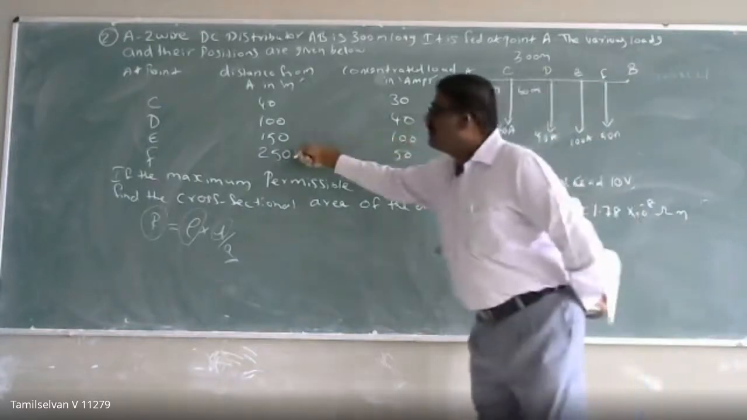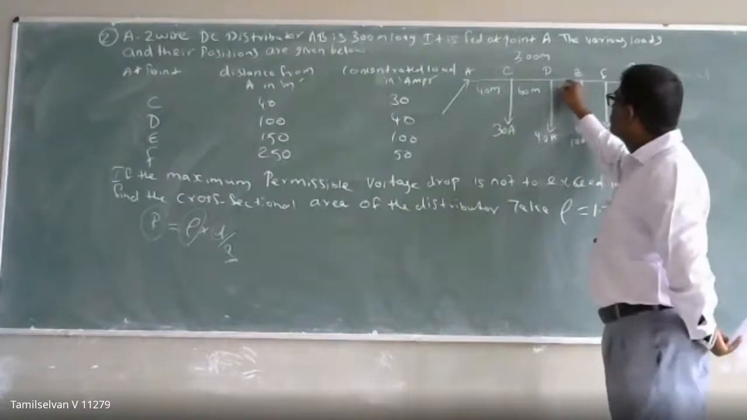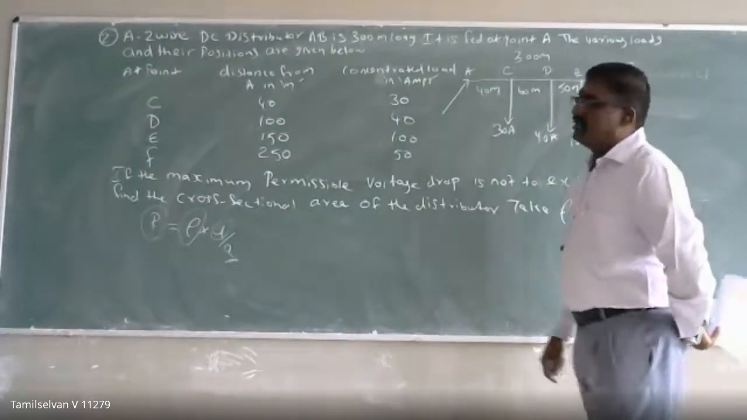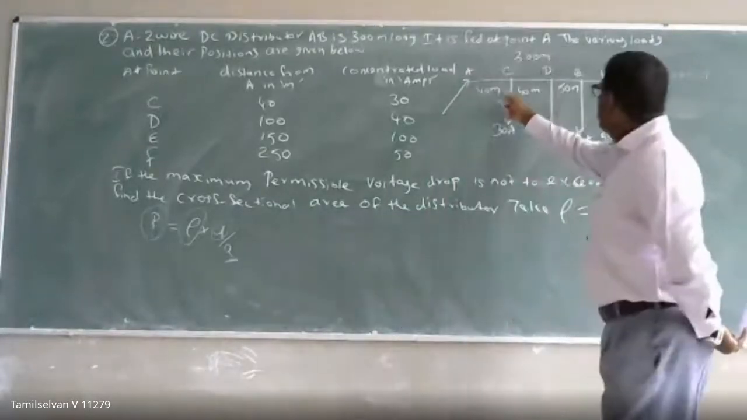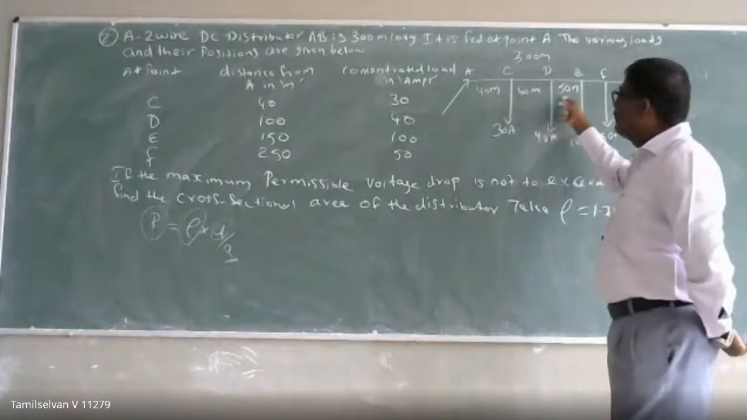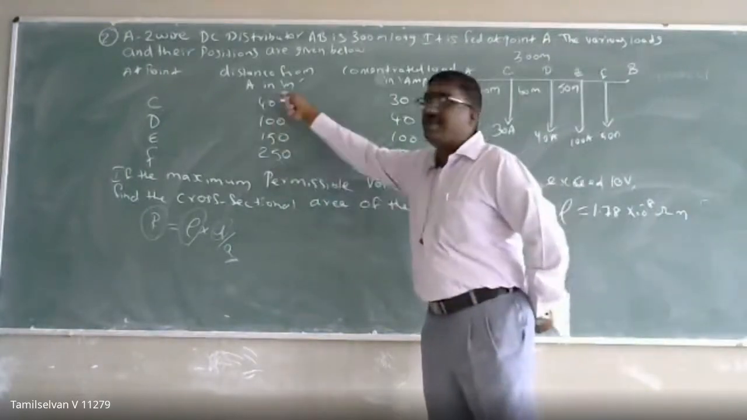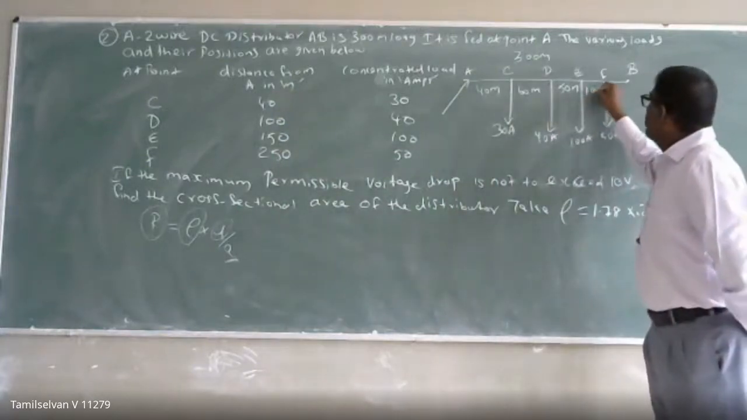Next, 150 meters. So this is going to appear 50-meter distance. What about your F? 100, 40, 60, 50, it's 150. But F is located at a distance of 250 from A. So 150 has gone, it means 100 meters.